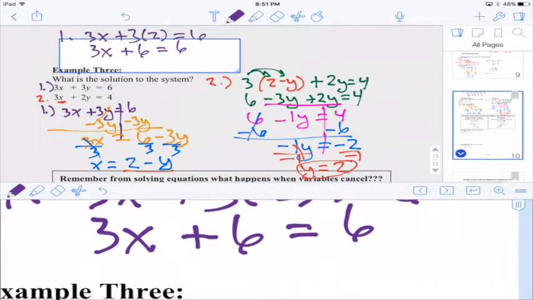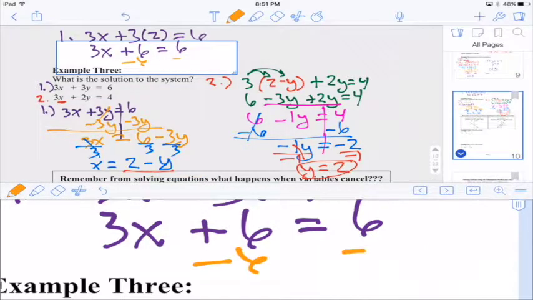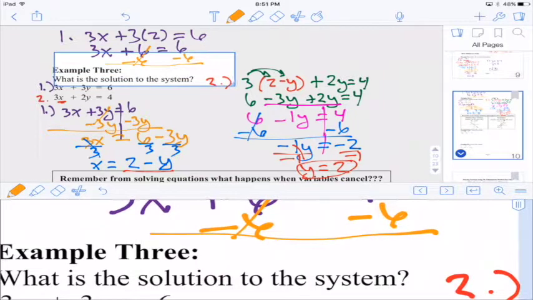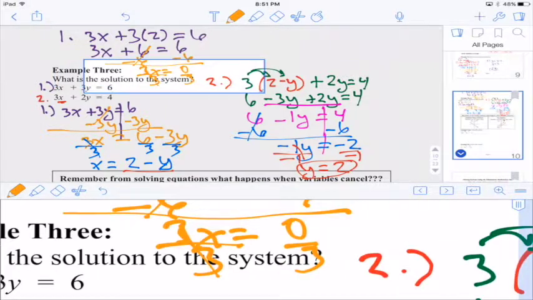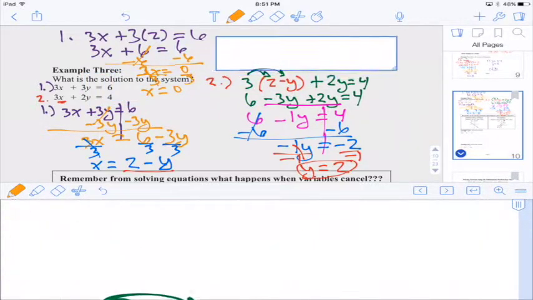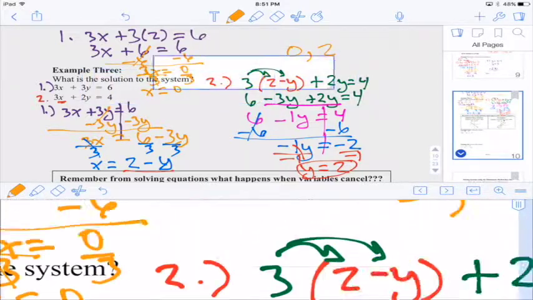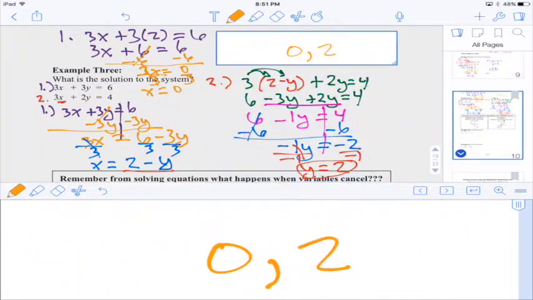Then I need to solve for x, so I'm going to subtract 6 from both sides. Well, 6 minus 6 is 0. 6 minus 6 is 0. I have 3x equals 0. I divide both sides by 3. X equals 0. So my solution is 0, 2, right? 0 for my x, 2 for my y. I write it as a point, and I am done.